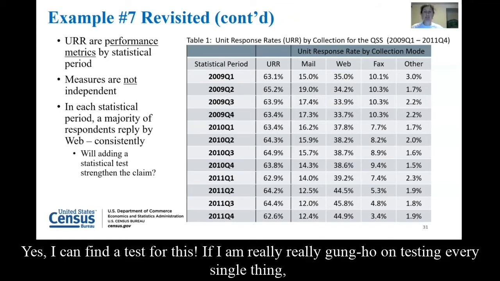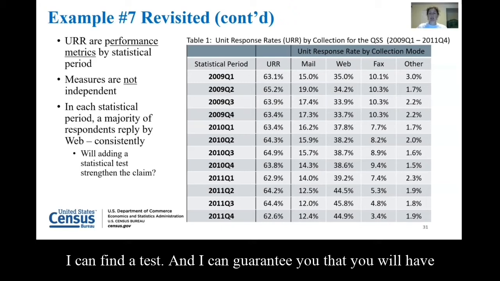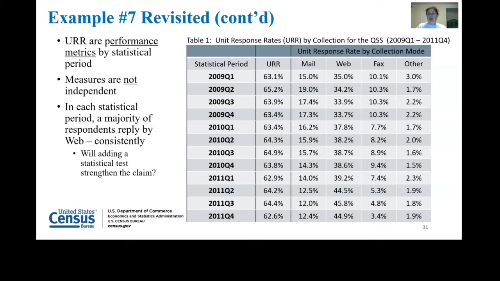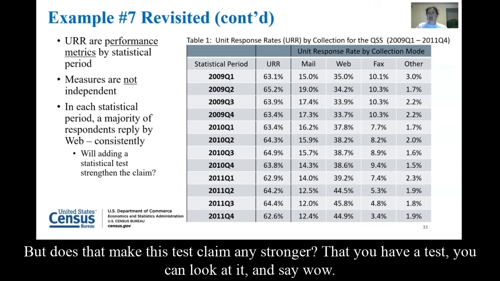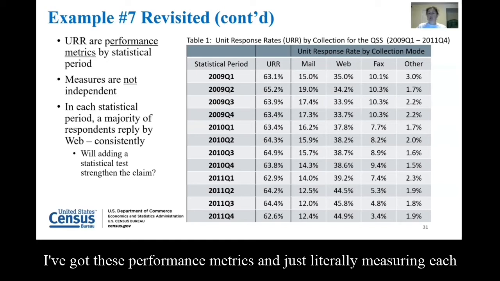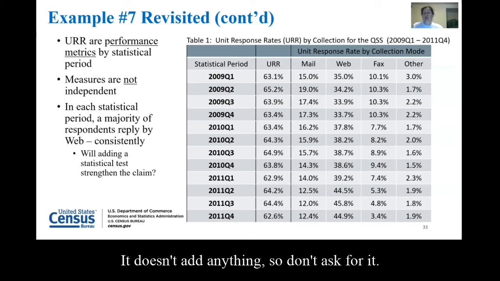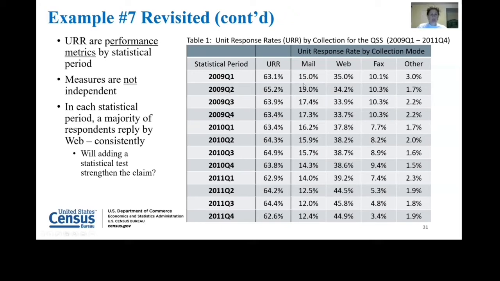Yes, I can find a test for this. If I am really, really gung-ho on testing every single thing, I can find a test. And I can guarantee you that you will have evidence then that reporting is done at a highest rate by web. But does that make this claim any stronger that you have a test? You can look at it and say, wow, I've got these performance metrics. I'm just literally measuring each quarter to see where most of the response rate came from, and most of it was web. It doesn't add anything, so don't ask for it.